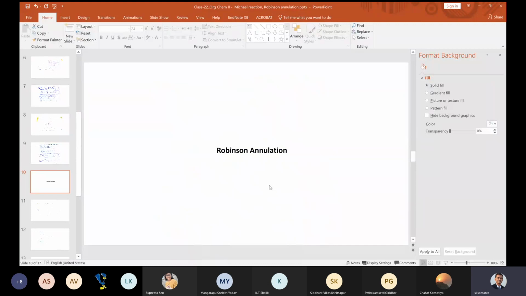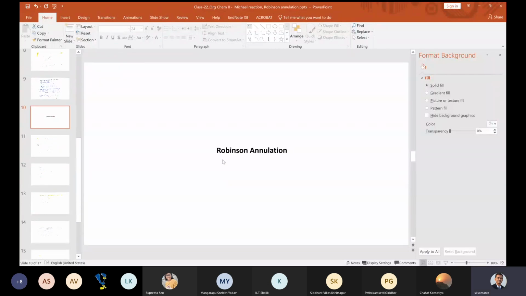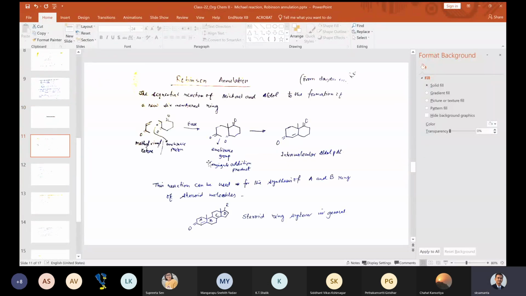So this reaction is very, very important, because I told you that this reaction was used for a long time when people wanted to make these steroid-based drugs. This reaction is used to make ring B and C of the steroid molecule. We'll see those examples now. But what is Robinson annulation? Robinson annulation is nothing but a combination of Michael reaction and aldol condensation.